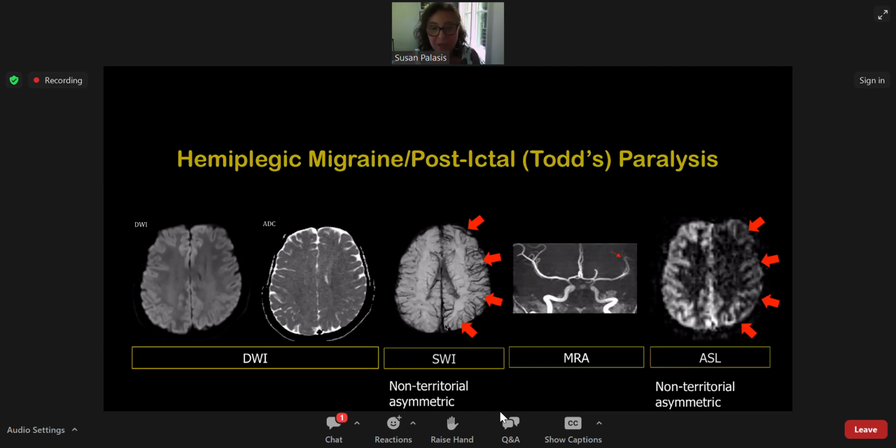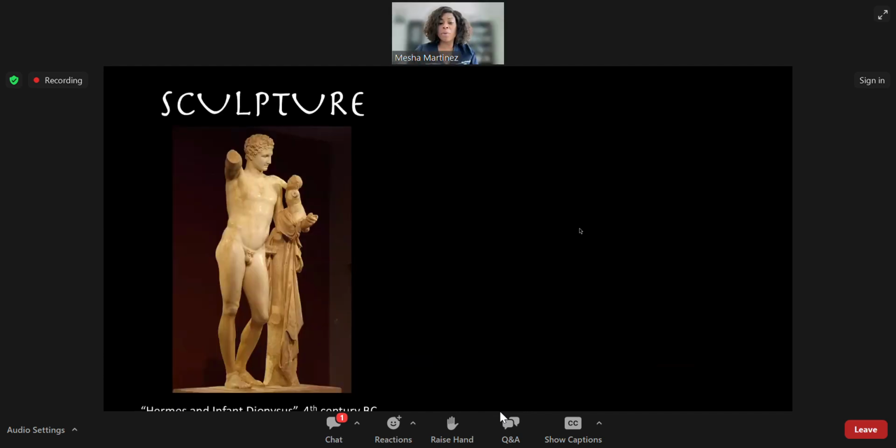We can rule out a stroke because our diffusion imaging is negative, but the SWI will show us this hemispheric prominence of these cortical veins. So it's a non-territorial asymmetry. MRA can sometimes show us sort of an attenuation of sylvian vessels in the affected hemisphere. And then the ASL really clinches it, showing the decreased perfusion throughout that affected hemisphere from the vasospasm that we can see with hemiplegic migraine and post-ictal paralysis. So this is a really diagnostic appearance for these.